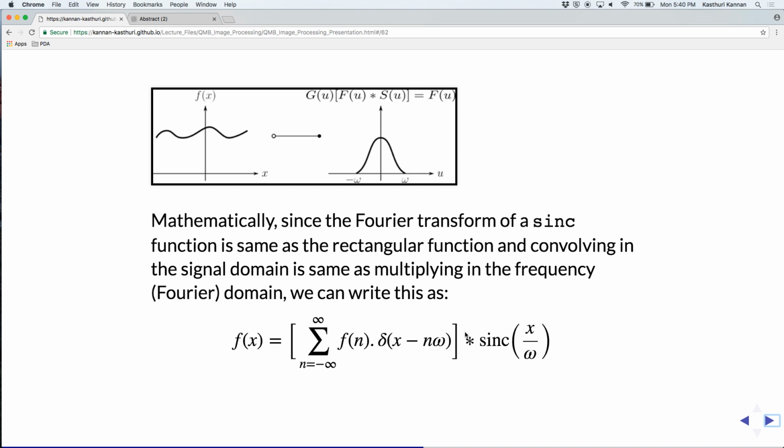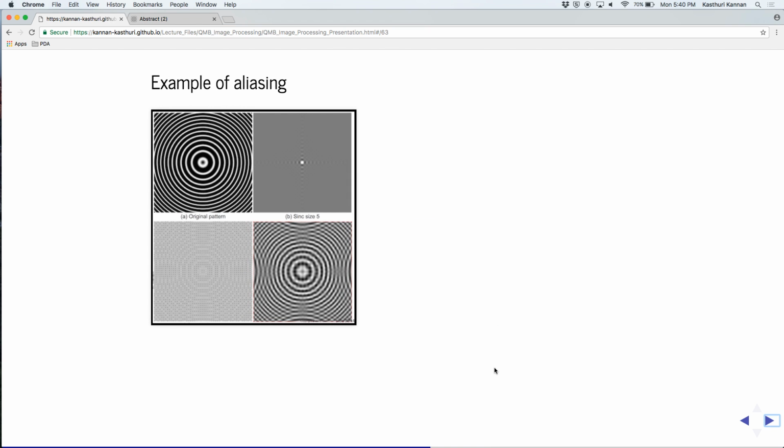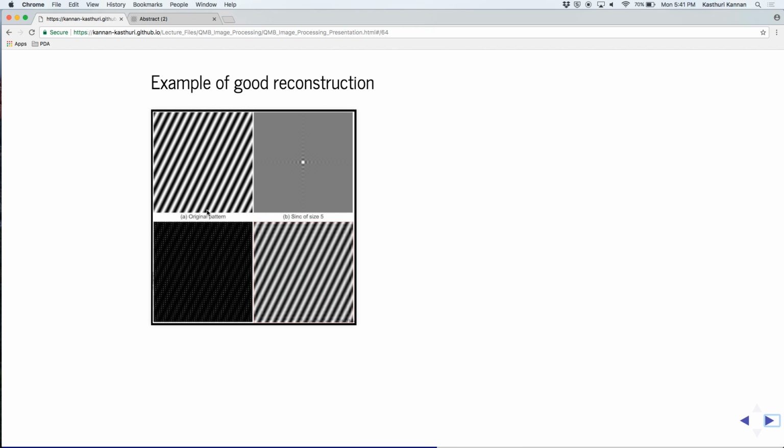Mathematically, since the Fourier transform of a sinc function is the same as a rectangular function, we can do it as a convolution and write this. So you can recover the function by using a sinc function. For instance, here is an example of an original pattern, and you apply a sampling of size 5. You get the sampled points, and you see that the recovered image is really bad. This is a classic example of aliasing. But an example of a good reconstruction is this: with this sampling, you can recover back the image perfectly fine. So it depends on your image as well as on the way that you sample your function.